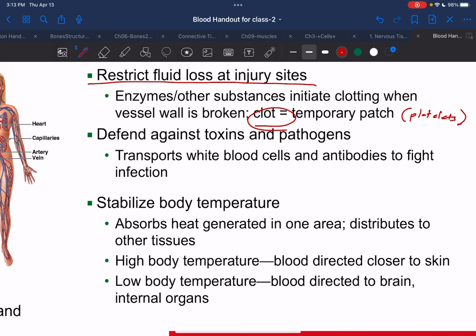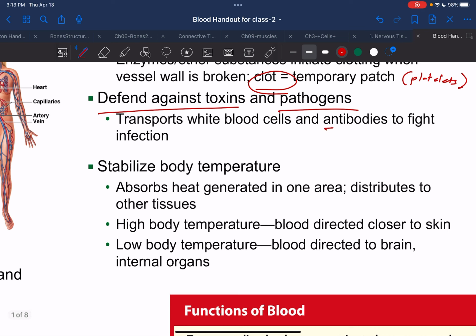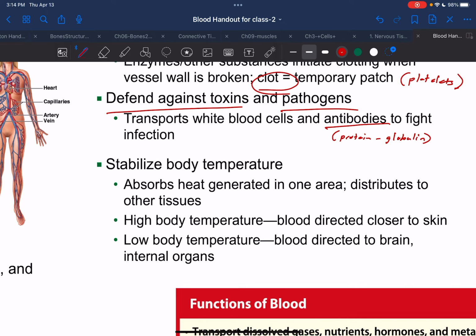It defends against toxins, right? We talked about why blood cells play a role in immunity. We'll get into what each one does. And then the word antibodies. I want you to write here, this is a protein. And I also want you to write globulin ahead of time. Globulin.